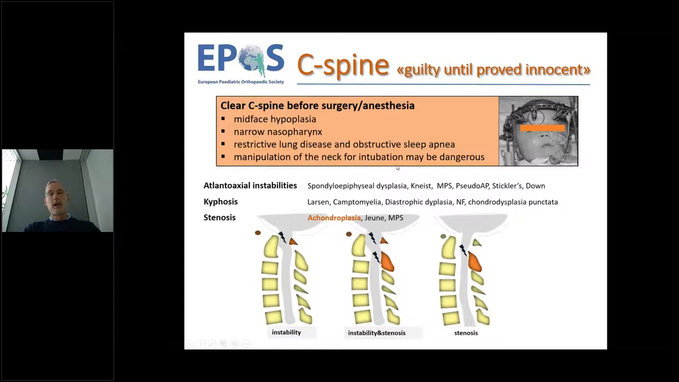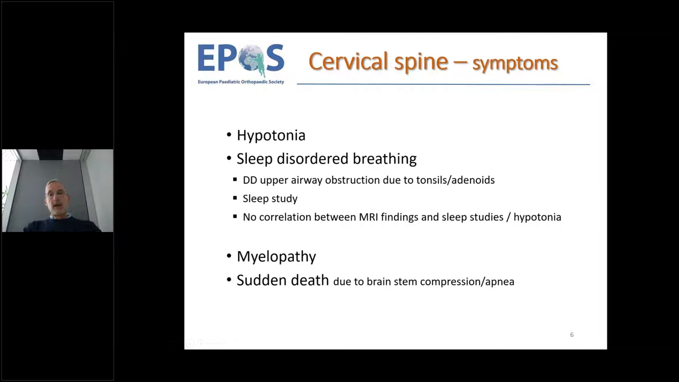The anesthetists are confronted with many challenges, such as mid-face hypoplasia and narrow nasopharynx, restrictive lung disease, and obstructive sleep apnea. But above all, they are at risk to damage the spinal cord when they manipulate the neck during the intubation, when there is a stenosis at the level of the upper cervical spine. So you as a first treating doctor have to be aware of the symptoms which may be associated with a pathology at this level. Those are hypotonia, sleep disordered breathing, myelopathy, or even sudden death.